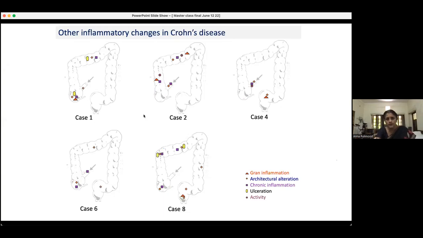But in Crohn's disease, you see the red triangles, often changes are seen far away from the red triangles. So this case had no red triangles, but all these other changes. Here, the red triangle was in the rectum, but you see changes in the cecum, in this flexure, in the transverse colon and descending colon. Similarly here, the granuloma was in the rectosigmoid, but there were changes in the ileum. So this diffuse distribution of chronic inflammatory changes away from the sites of granulomas was a feature of Crohn's disease.